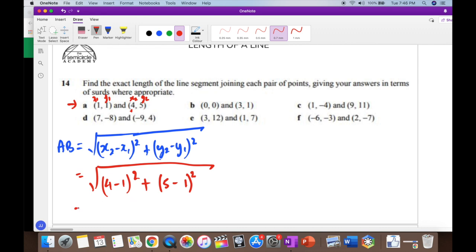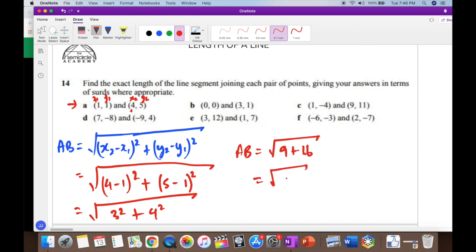So therefore, what do we have here? We have the square root of 4 minus 1 is 3 squared, plus 5 minus 1 is 4 squared. So AB is equal to the square root of 9 plus 16, which is the square root of 25. No, 9 plus 16 is not 25. Wait, 2 3s are 9, 4 4s are 16. What's 9 plus 16? Yeah, it's 25. So it's the square root of 25, which is 5.